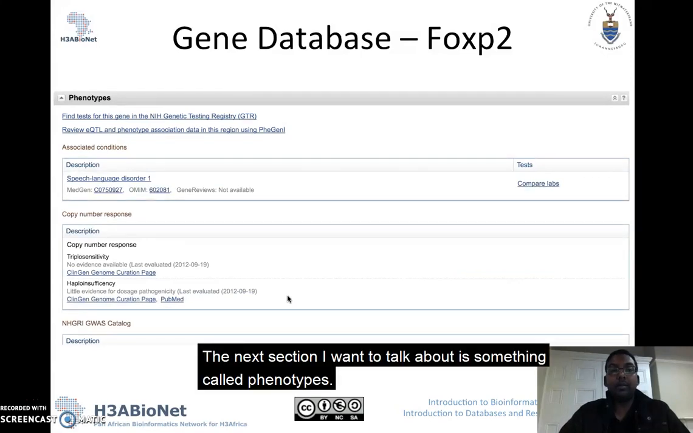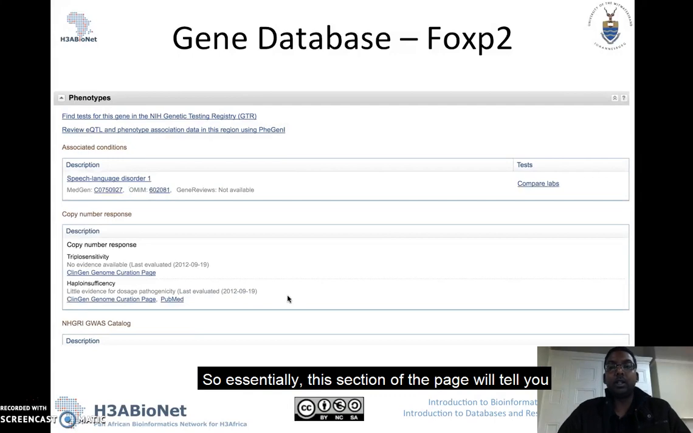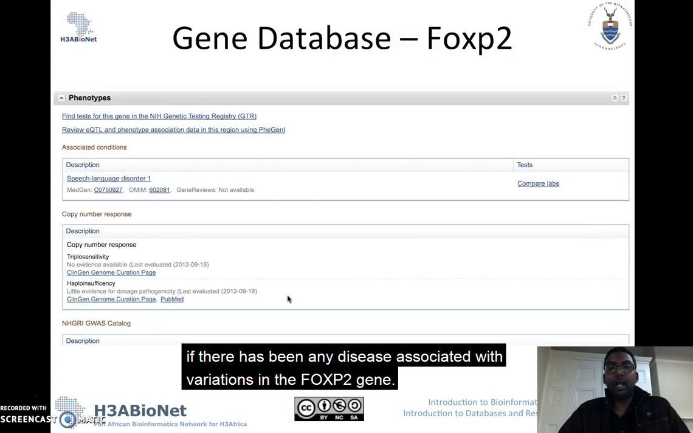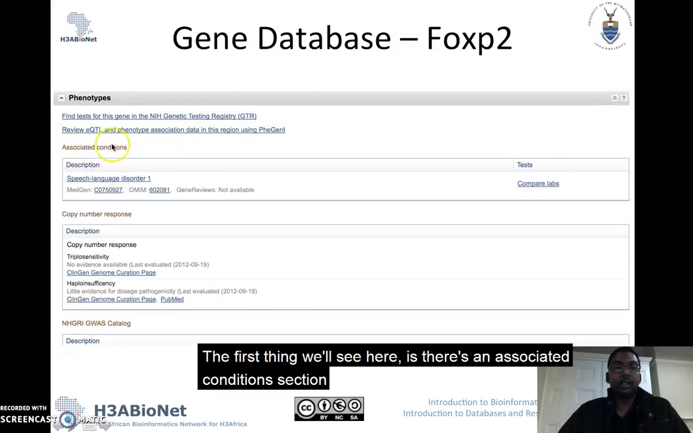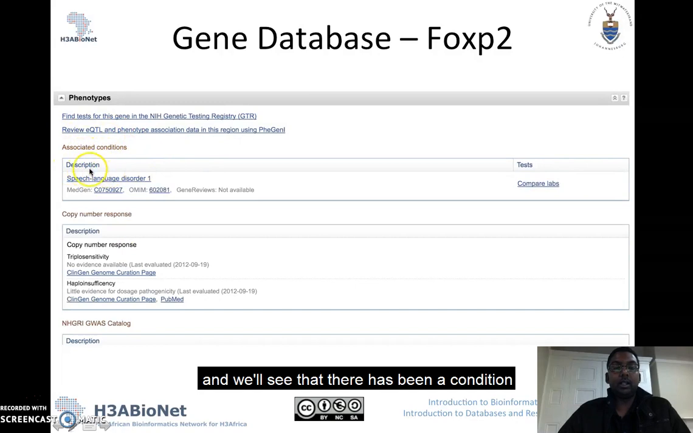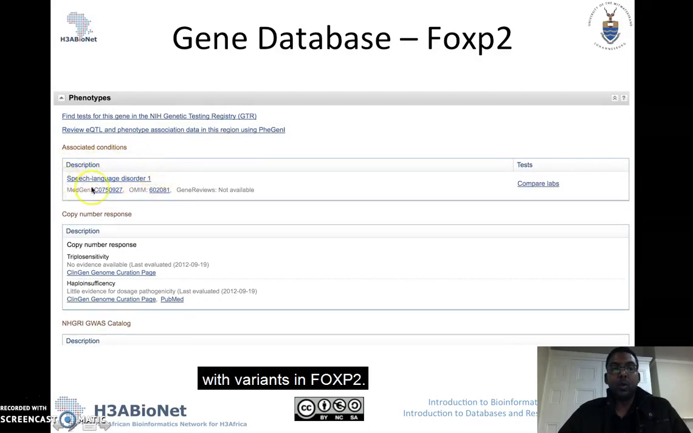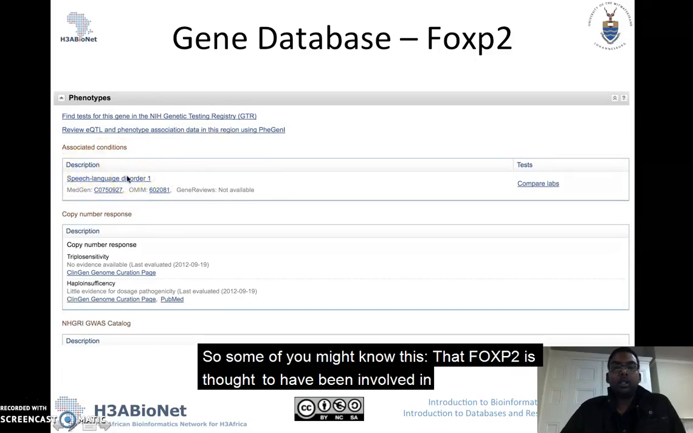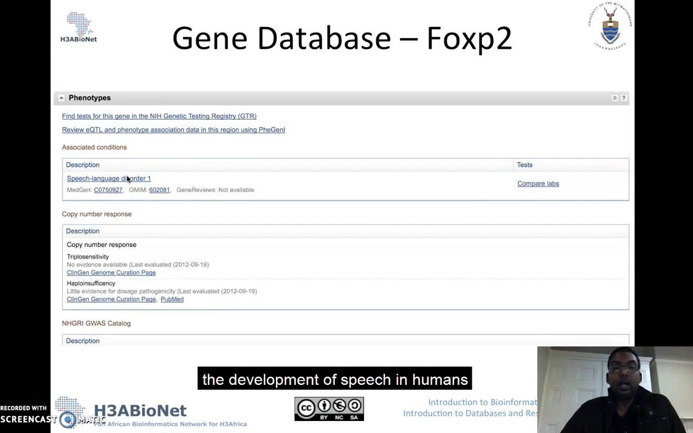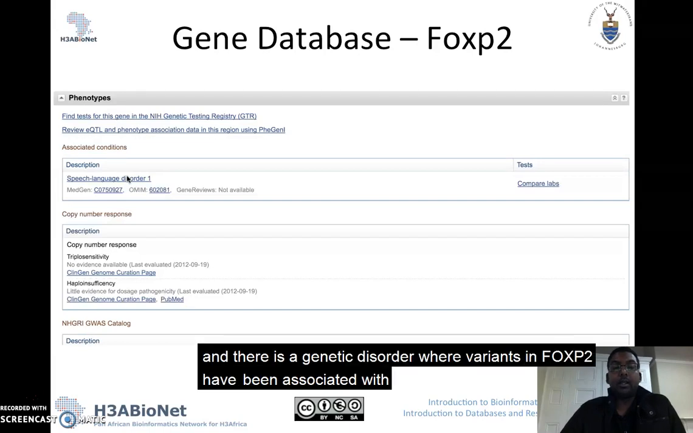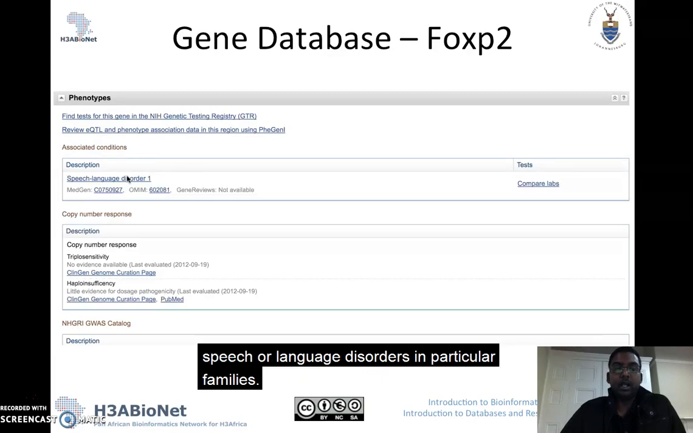The next section I want to speak about is called phenotypes. Essentially this section of the page will tell you if there has been any disease associated with variations in the FOXP2 gene. The first thing we'll see here is an associated conditions section, and we'll see that a speech-language disorder has been associated with variation in FOXP2. Some of you might know that FOXP2 is a gene thought to have been involved in the development, or the evolution, of speech in humans. And there is a genetic disorder where variants in FOXP2 have been associated with speech or language disorders in particular families.